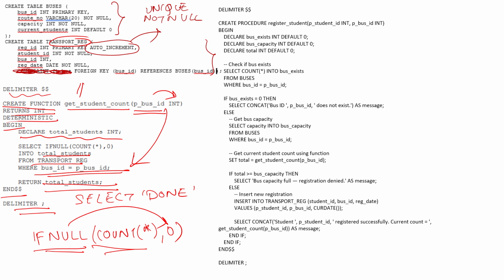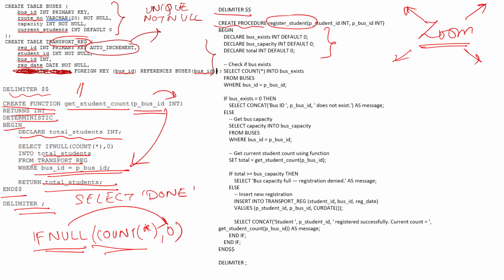So let's see. Delimiter, as always, create procedure register_student. In YouTube, you often get an option of zooming. If it is not visible, please zoom. You are requested to zoom for better visibility of the answer. You declare the variables with the default value like I had explained earlier.